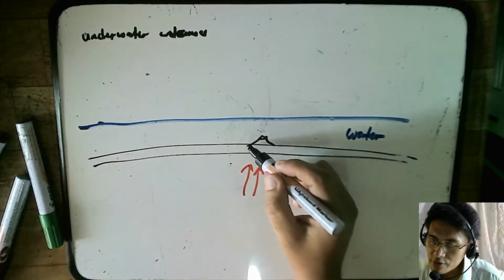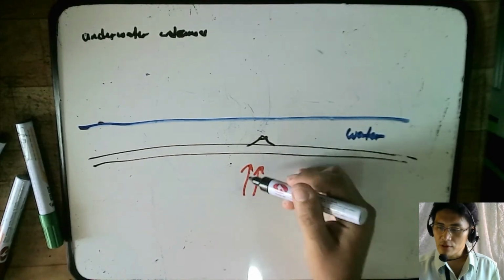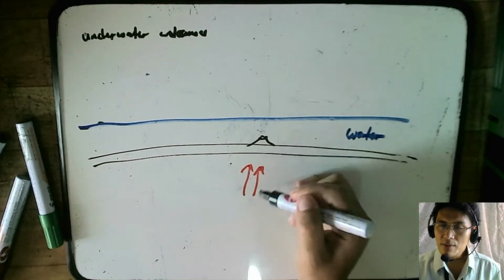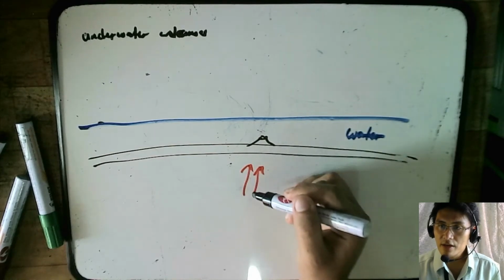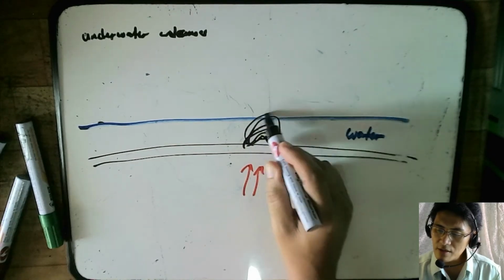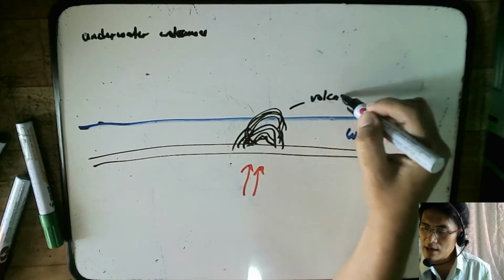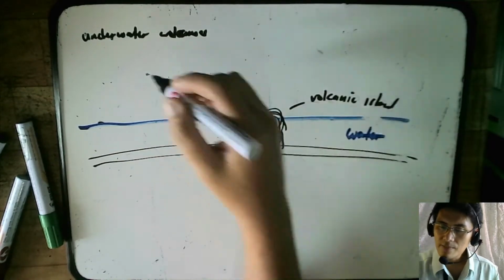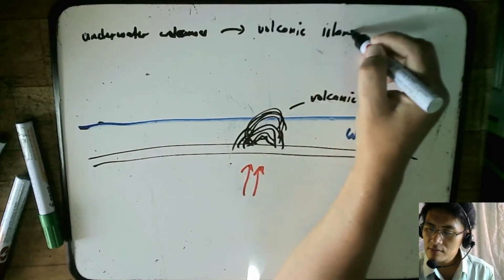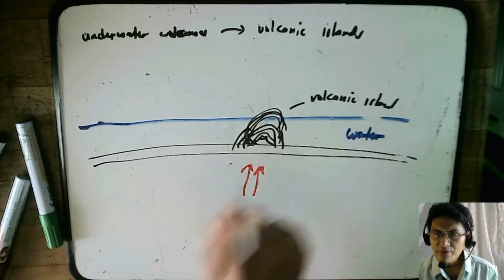But then these underwater volcanoes, because of the hotspot, would be more active. It's even more active than normal volcanoes that are created in divergent boundaries. Because remember, a hotspot is something that is hotter than the rest of the asthenosphere. So this piles up materials, and then the materials poke out of the water, and you create a volcanic island. Okay, so underwater volcanoes become volcanic islands.